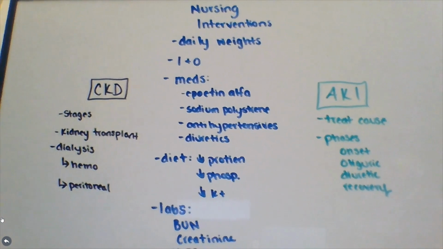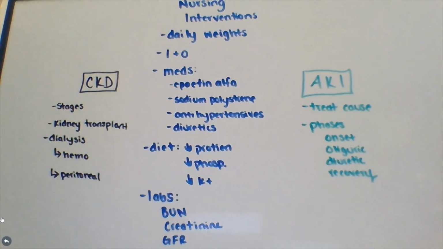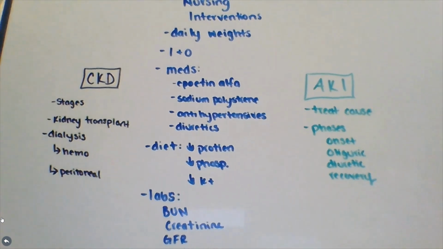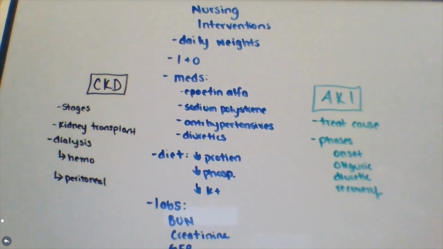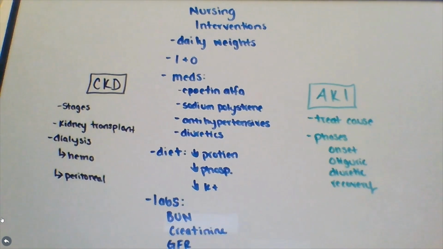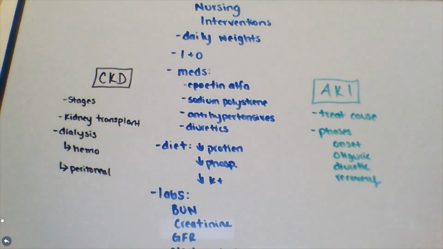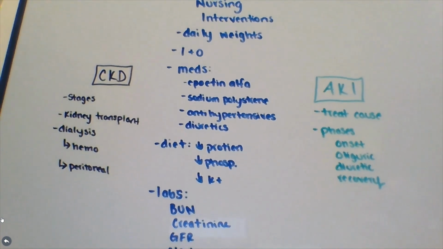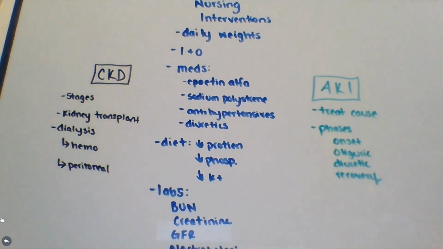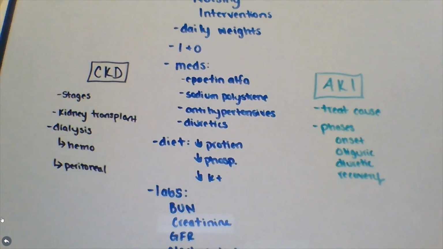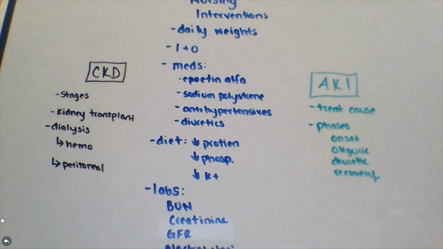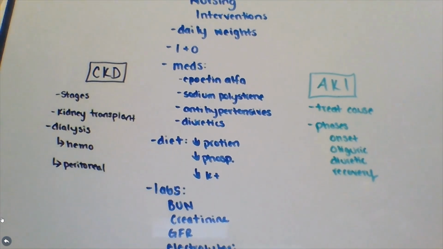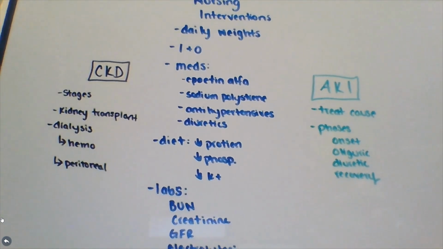I've got the nursing interventions in the middle because a lot of those correlate with both chronic kidney failure and acute kidney injury: things like daily weights, I&O, the different medications, lab values, and the diets. For chronic kidney disease, I've got the stages listed, and the fact that if this progresses to stage 5, that's when we would have kidney transplant or dialysis. Then the two types of dialysis: hemodialysis and peritoneal dialysis.